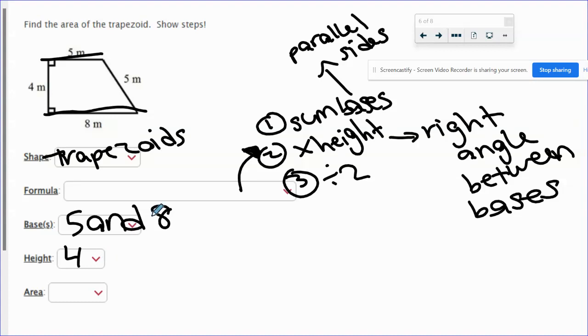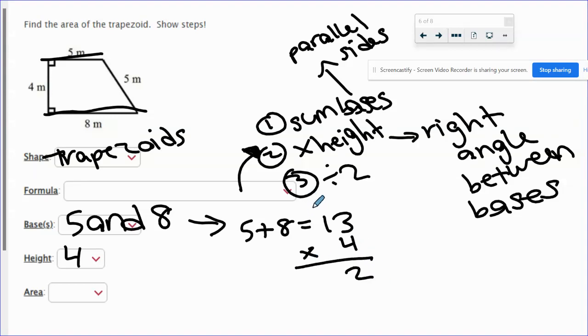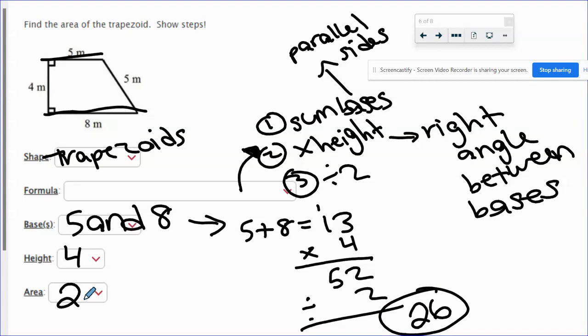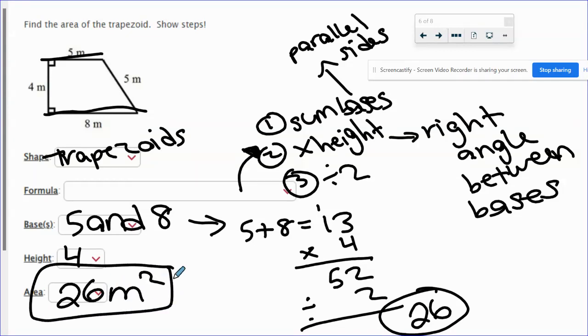So now let's add this up. 5 plus 8, sum of the bases, is 13 times the height. 13 times 4 is 52. Divided by 2 would be 26. And it is area, so it is in square meters. All right, let's keep going. We have 2 more.